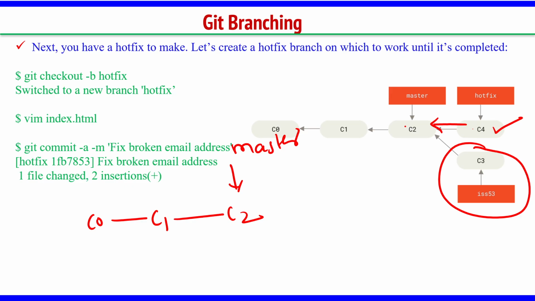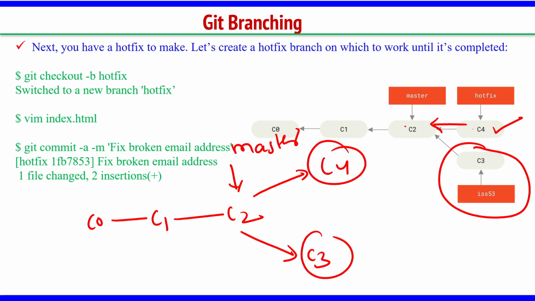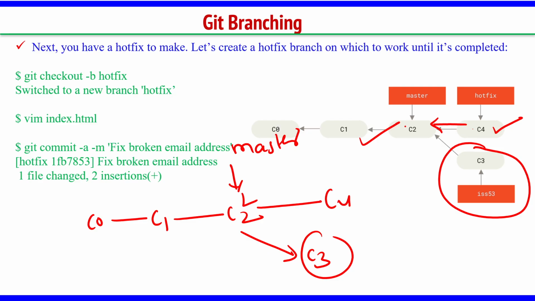You are working something on C3, suddenly one new change came, that is C4. You did work on C4. This C4 you have to merge back to C2. It means indirectly you have to add C4 to the main line and make this your master. That is the task here now.